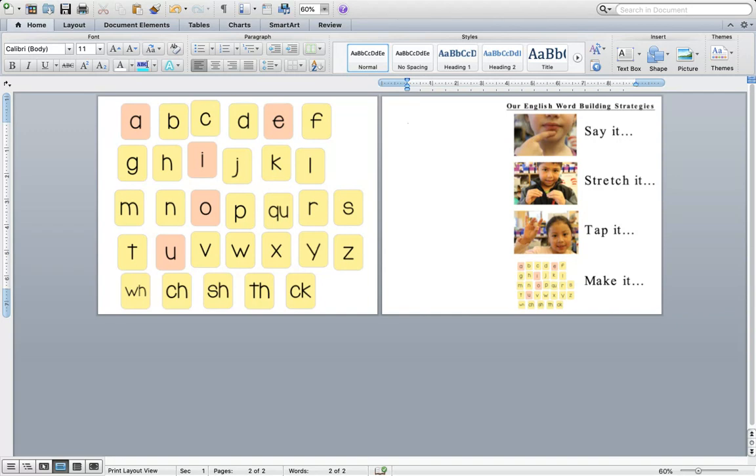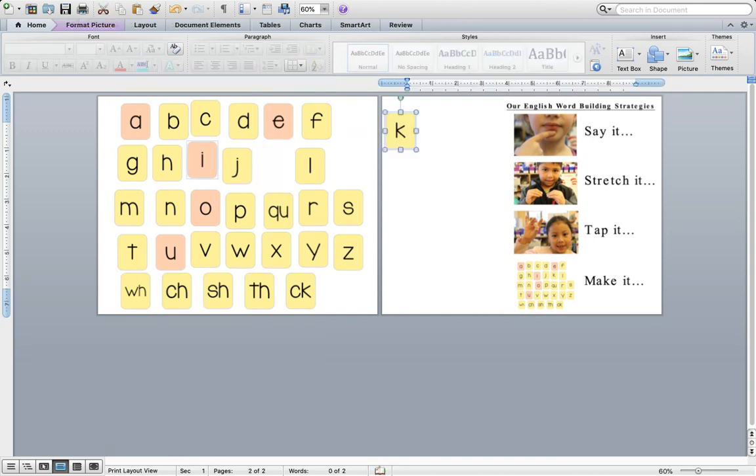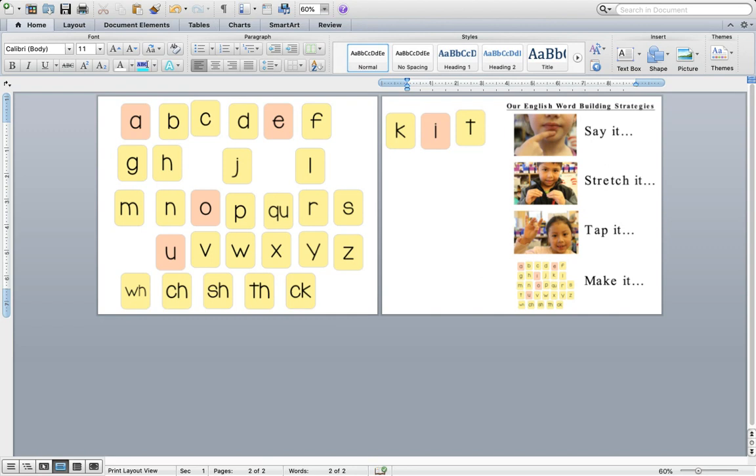So let's get started. The first word that we're going to make is the word kit. Say kit. Let's stretch it. Kit. Let's stretch it again and hear that vowel. Itch, itch, i. Let's tap it out. K, it. Let's make it. K, it. Let's read it. K, it. Kit. Let's clear the board.